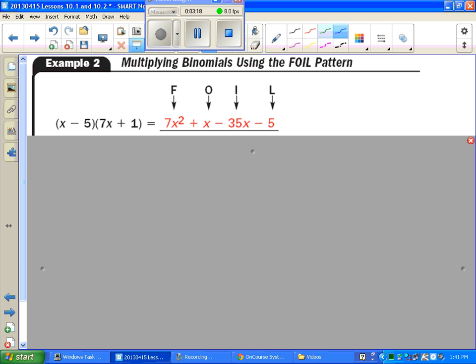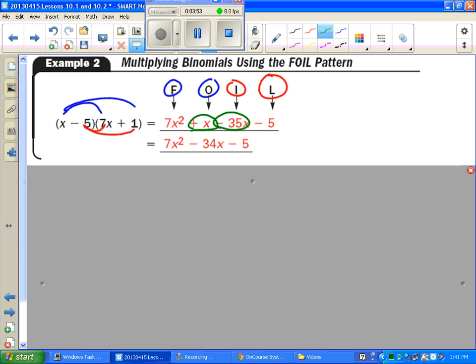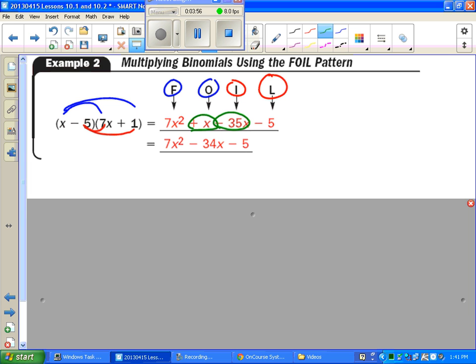Example number 2, I should say, is multiplying using FOIL. Again, first is the F in FOIL, so x times 7x is 7x squared. O is the outer two terms, so x times 1 is 1x. I is the inner two terms: negative 5 times 7x is negative 35x. And then L is the last two terms: negative 5 times 1 is negative 5. So 7x squared plus x minus 35x minus 5. Combine your two like terms, x and negative 35x, and you get negative 34x. 7x squared minus 34x minus 5.